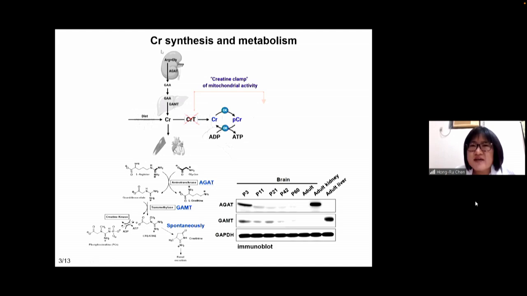So how is creatine synthesized and metabolized? As we know, there are two major creatine synthesis enzymes. One is the aminotransferase, AGAT, in the kidney, and the other is the methyltransferase, GAMT, in the liver. Approximately 50% of the creatine is from de novo synthesis in the body, and another 50% is from daily food. Then creatine needs a specific protein, called the creatine transporter, to get into the brain. So what will happen if the creatine transporter is disrupted?